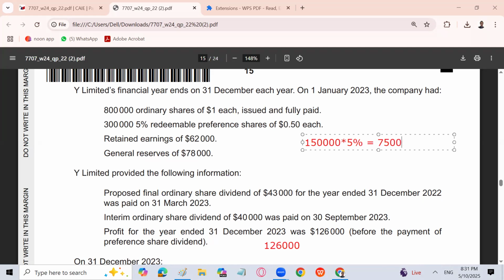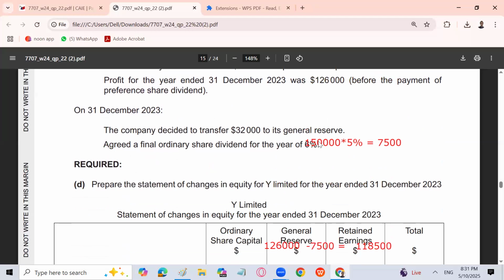Sir, how? 3 lakh shares are there and per share price is 0.5. So 3 lakh into 0.5, the amount of preferred share capital is 1,50,000 and the dividend is 5%. So that is 7,500. I'm going to subtract 7,500 from 126,000 to find the profit for the year. What is the amount? That is 118,500. I will write here 118,500. Now let's go back towards the part we require over here.